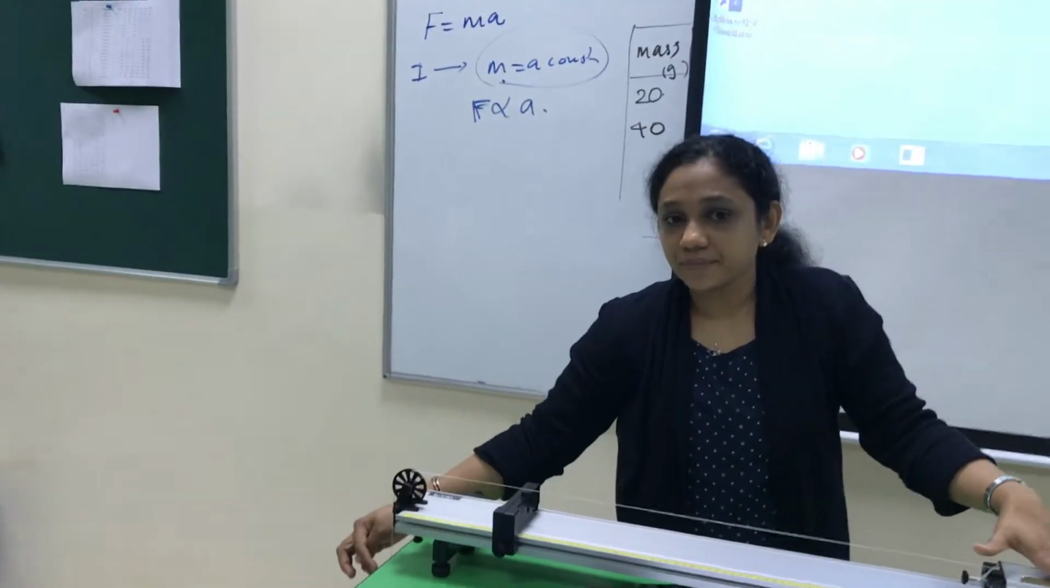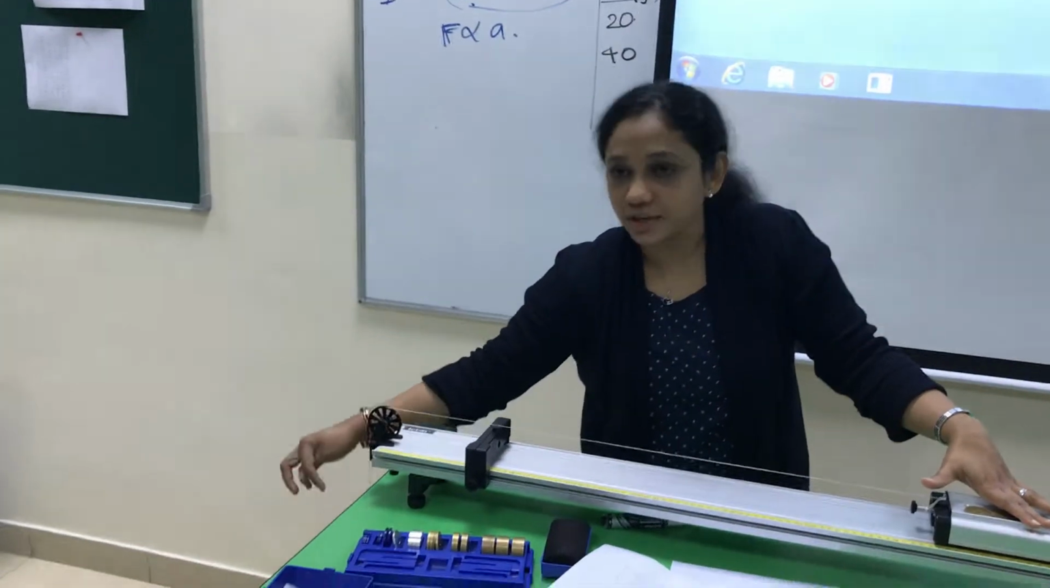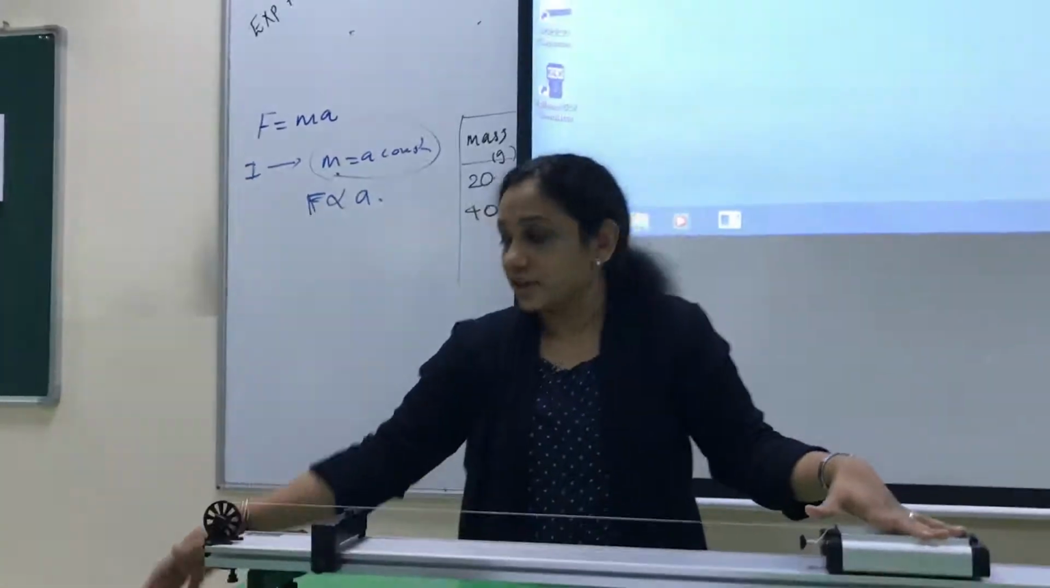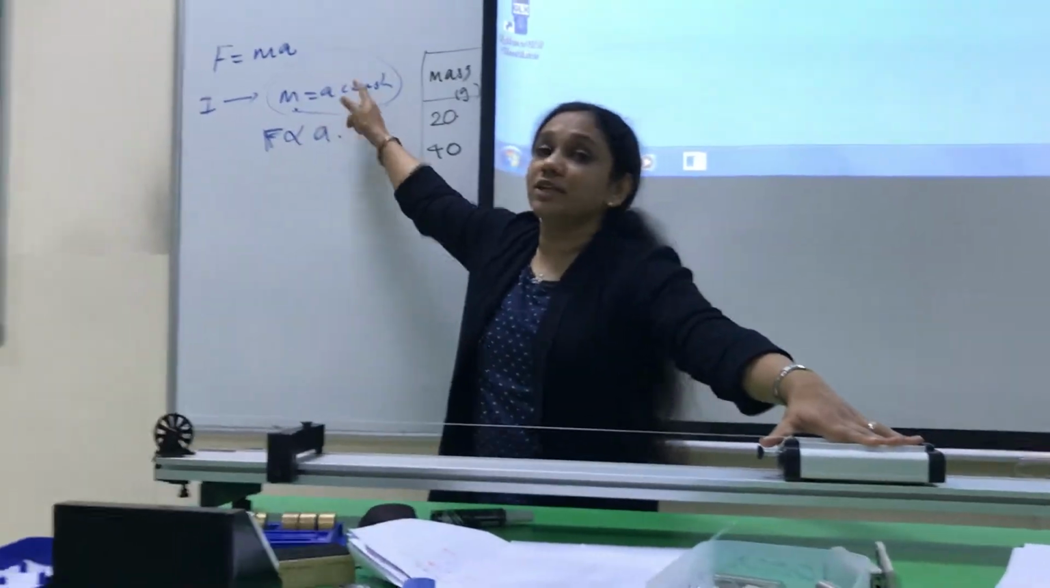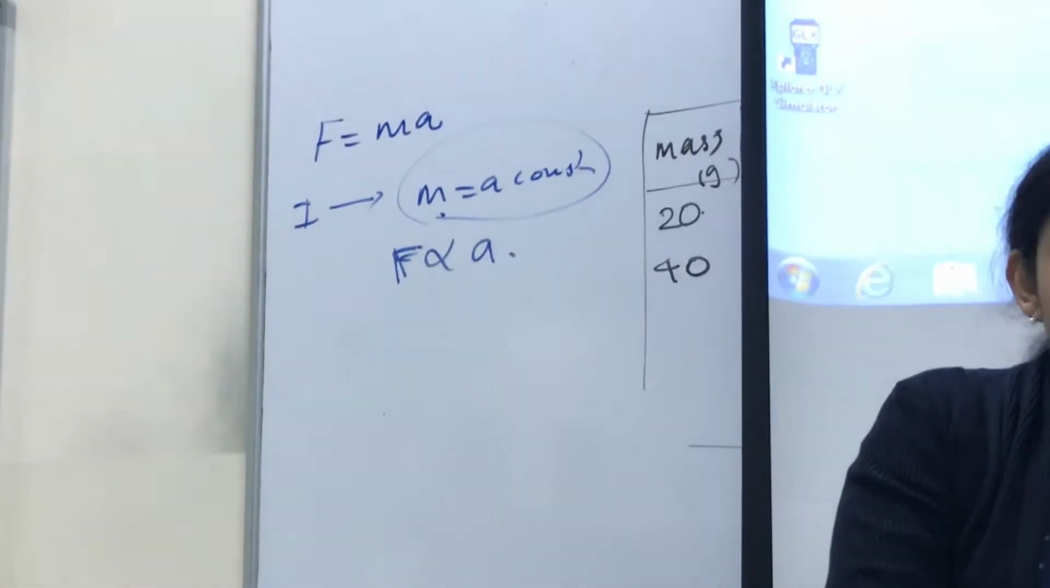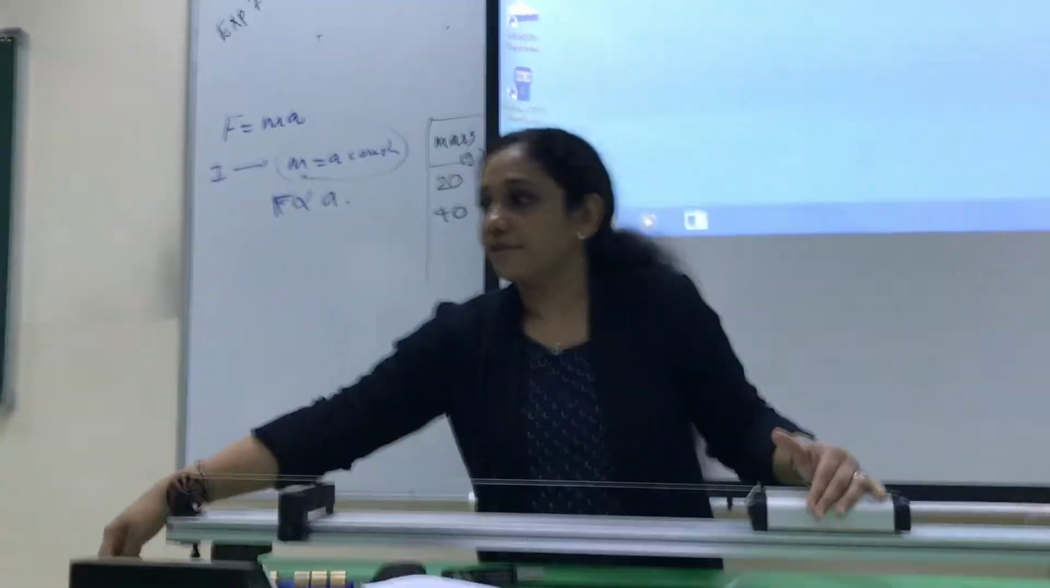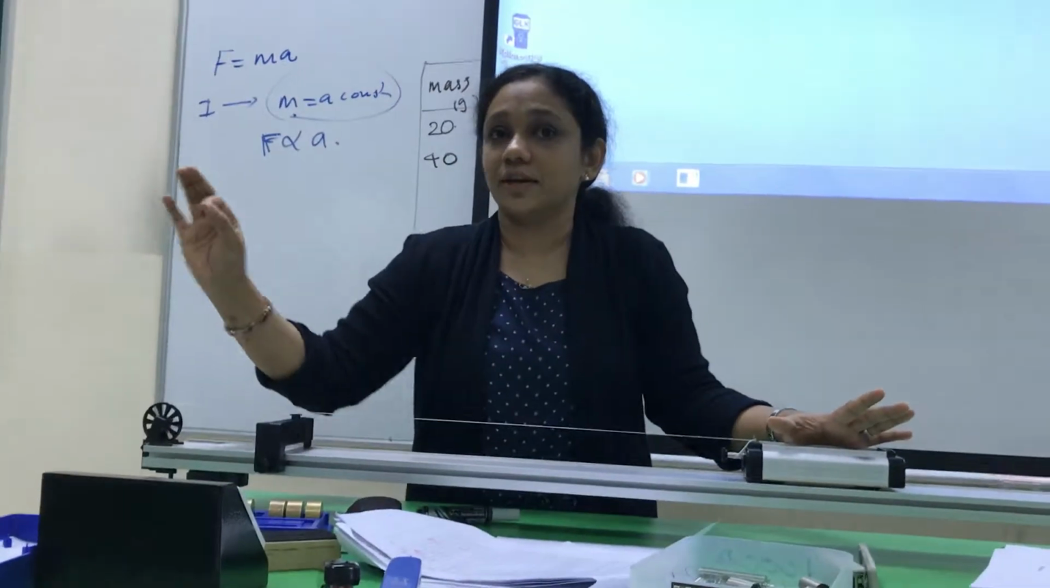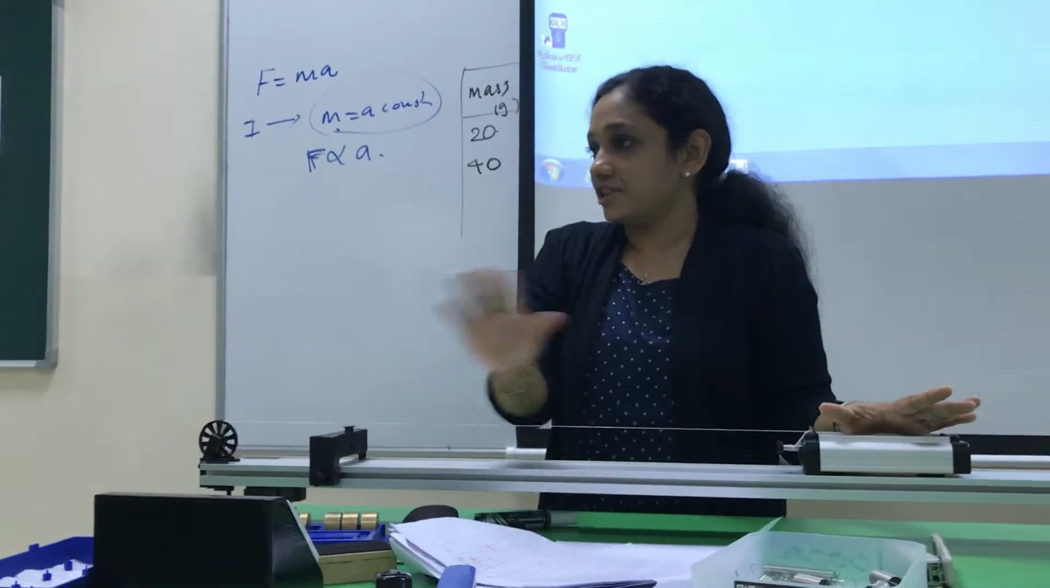So what is the force here? 55 by 1000 into 9.8. This is the gravitational force here. So in the first part, we will keep the total mass as a constant. Total mass means 540 plus 55. 595 is the total mass. Throughout the experiment, we will not change this mass.